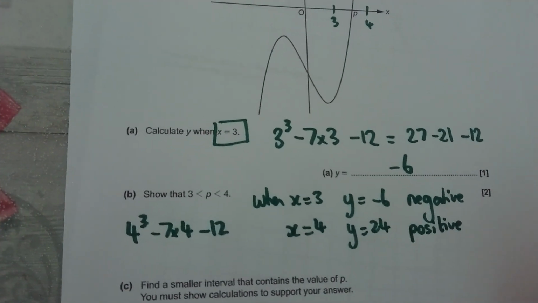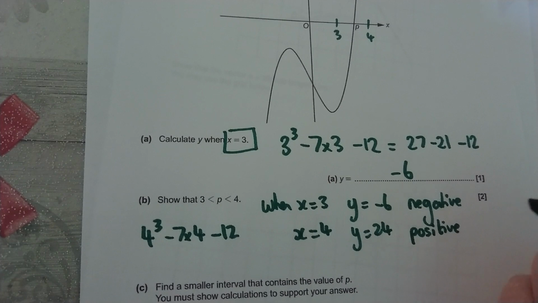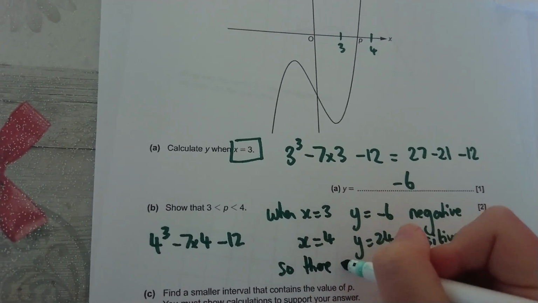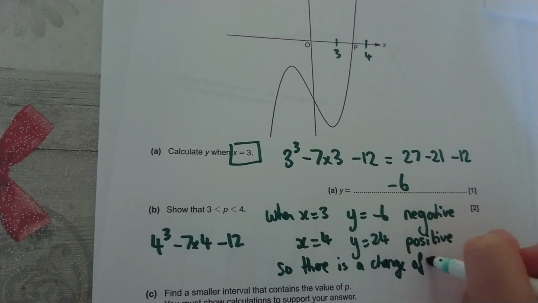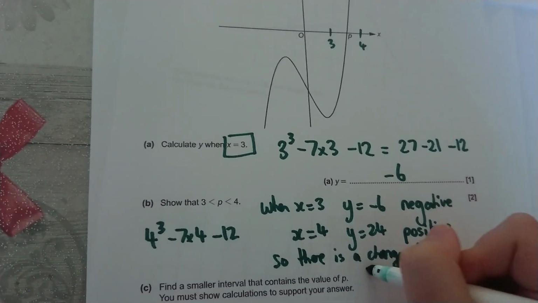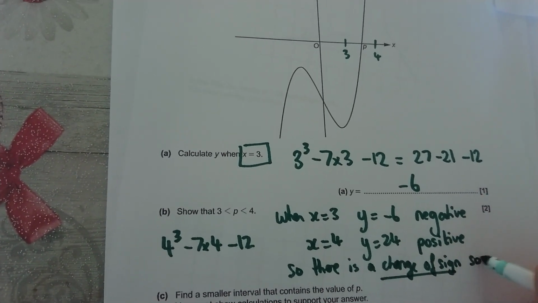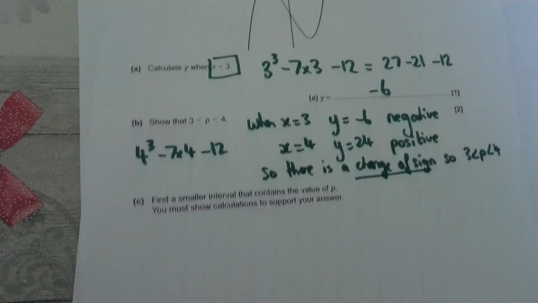So the main thing that they're looking for in the mark scheme is the fact that you've got a change of sign. So they do actually use the words change of sign. So there is a change of sign. So as long as those words are mentioned, that's going to be then your final mark. So there's a change of sign. So P is between 3 and 4.